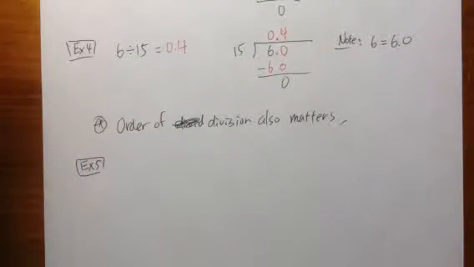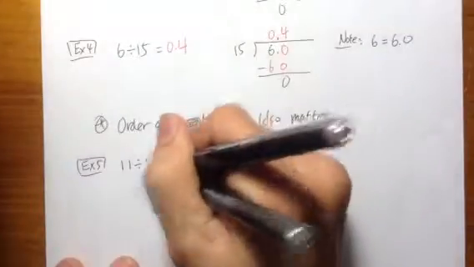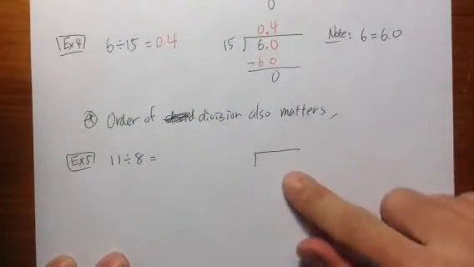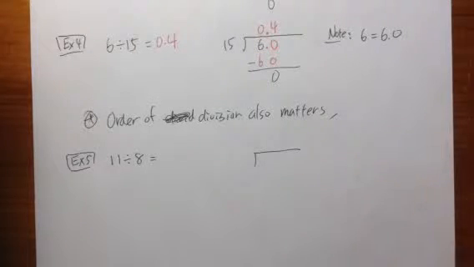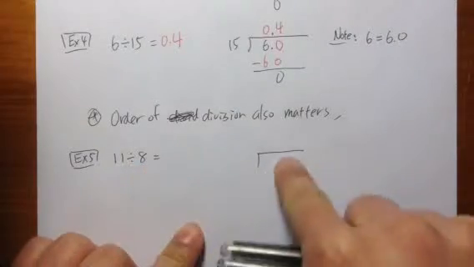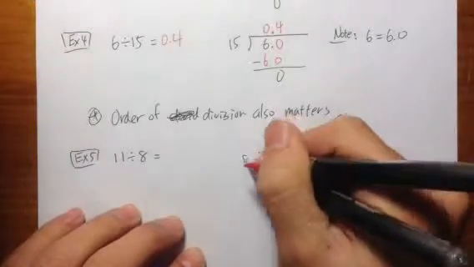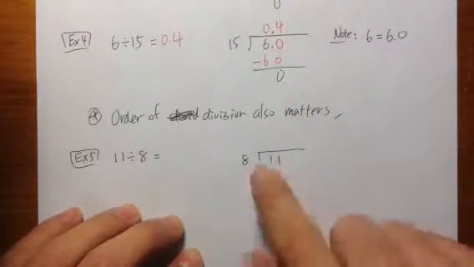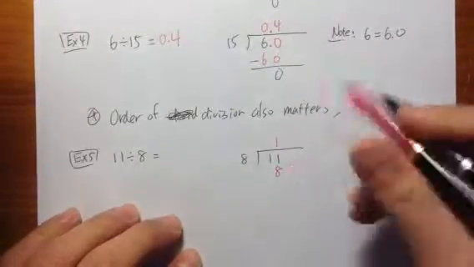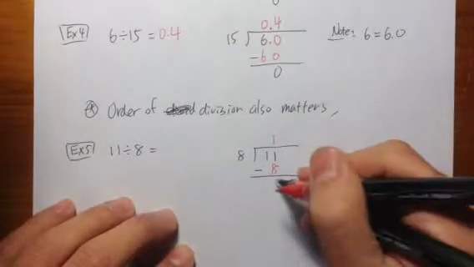So, example number 5. Let's do 11 divided by 8. Long division again. Our good old friend, right? Long division, put the first number inside. I have 11, and put the 8 outside. 8 goes into 11 once. 1 times 8 is equal to 8. Subtract 11 minus 8, we get 3.